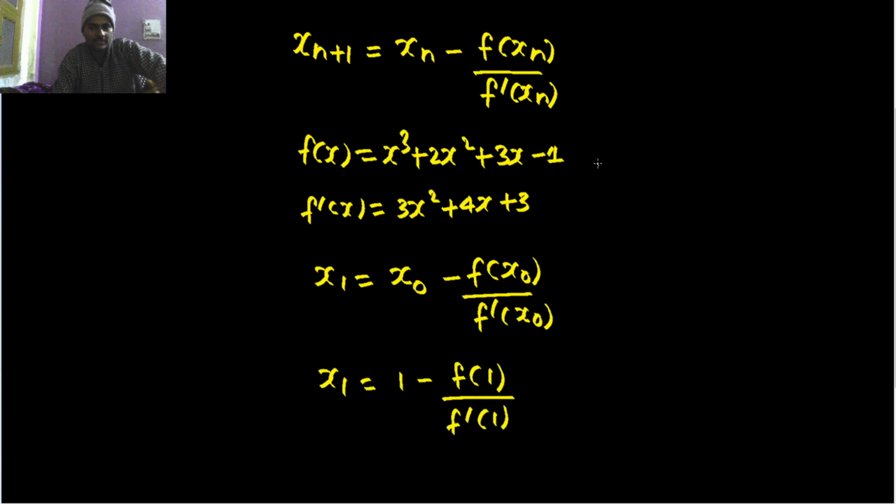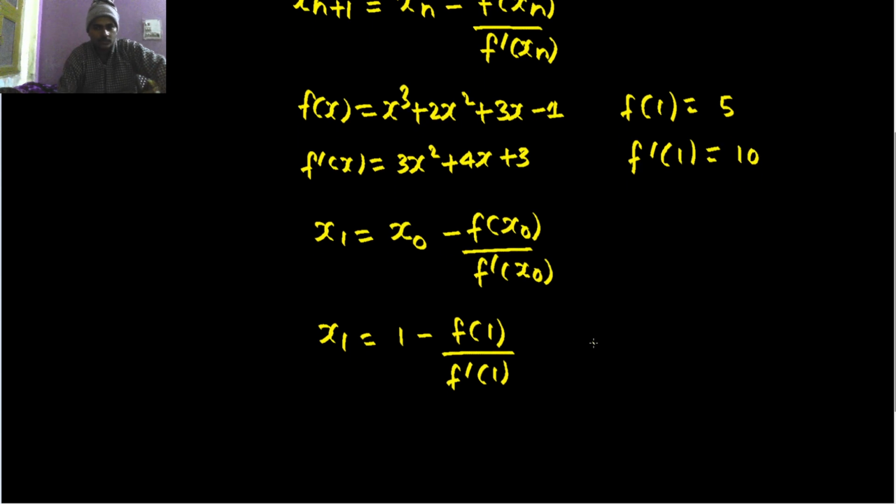So value of function at 1 becomes 1 plus 2 is 3, 3 plus 6 is 6, 6 minus 1 is 5, and your derivative at 1 is 7 plus 3, 10. So you are getting 1 minus 5 by 10, which is 1 minus 1 by 2, which is half, that means 0.5.